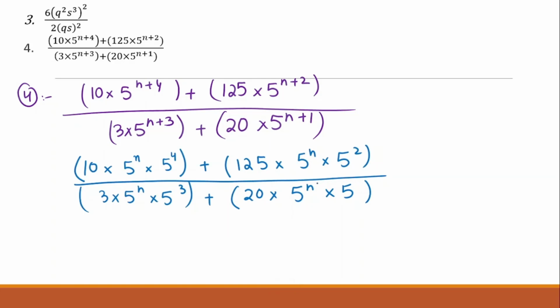Now if you see in this term and in this term, this 5 to the power n is common in both the terms, right? There are some other things which are common, but we are just looking at this 5 to the power n. So I can write 5 to the power n outside and make a square bracket and parenthesis, 10 multiplied by 5 to the power 4. This 10 multiplied by 5 to the power 4 is what is left in this first term.